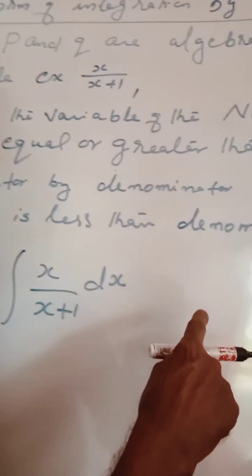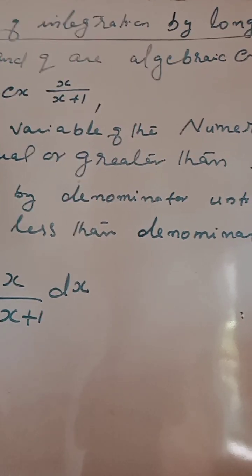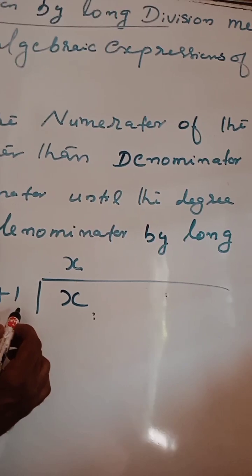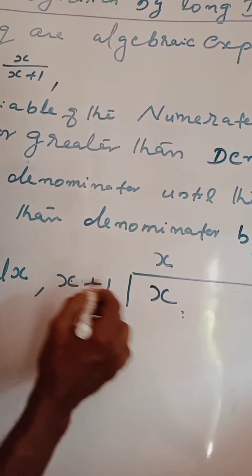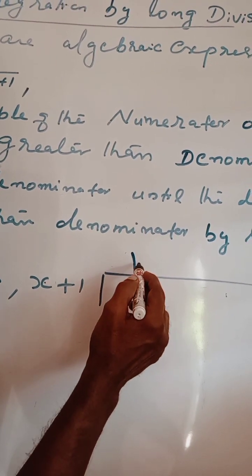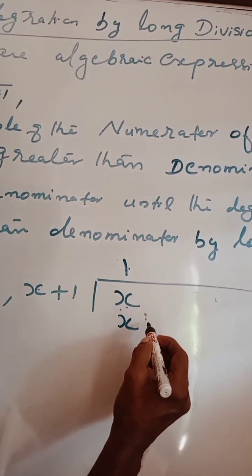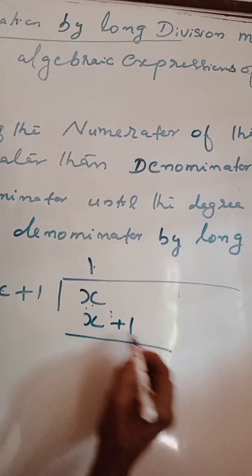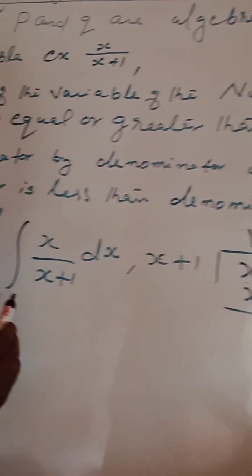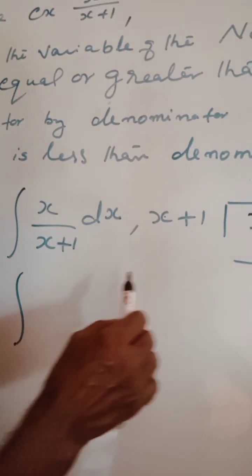Divide x by x plus 1 by the long division method. x divided by x plus 1. Here x into 1 is equal to x. Therefore 1 into x is equal to x, and 1 into 1 is equal to 1. This gives 0, and 0 minus 1 is minus 1. Therefore, this is the integration of x divided by x plus 1.